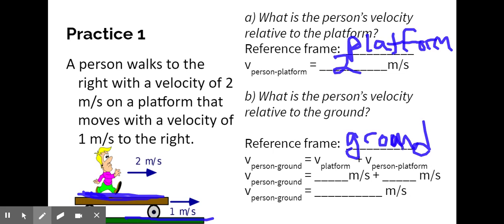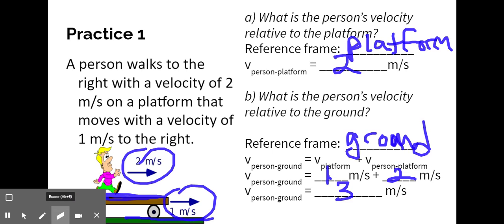So what we need to do is think about the vectors in this problem. We have 2 meters per second and we have 1 meter per second. They're going in the same direction, so we can add them together. The velocity of the platform is 1 and the velocity of the person is 2. So to somebody on the ground watching this, they would see the person going 3 meters per second, because we're adding those vectors together.